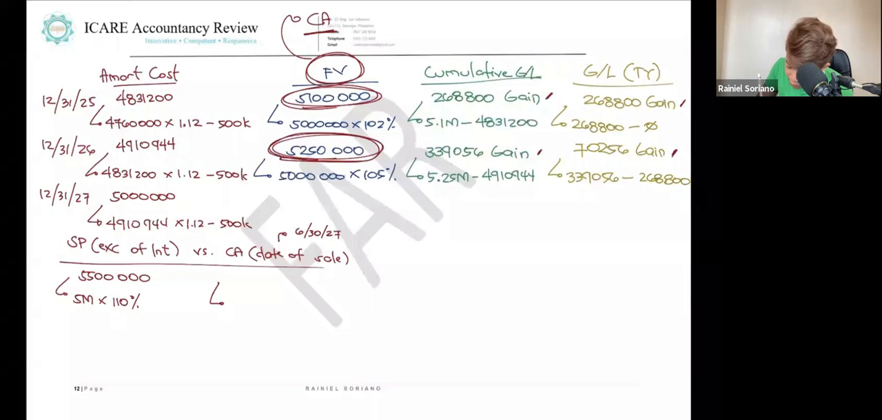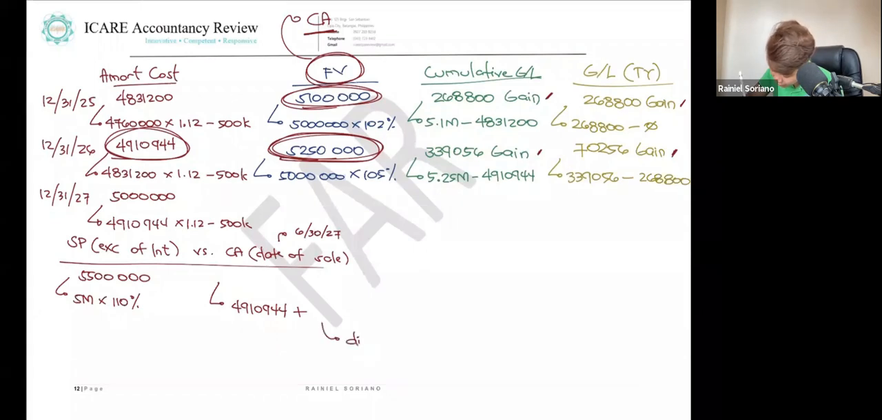Carrying amount, amortized cost rather, kasi hindi pa pala tayo nagre-remeasure. Okay? So 4,910,944 muna. Meron tayong discount, so plus the discount amortization. Magkano yung ating discount amortization? See to it na 6 months lang. Again, 6 months lang.